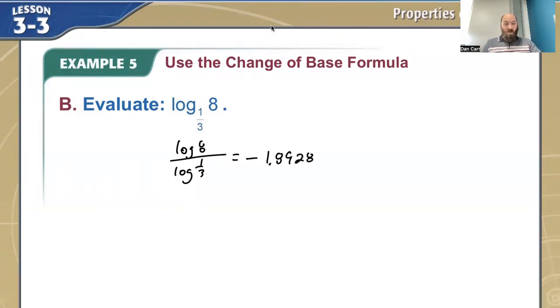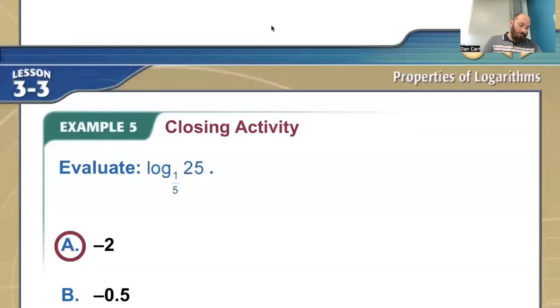So the negative number here is fine because, again, what this is stating is, if I look at this, the exponential form is 1/3 raised to the negative 1.8928, and it's going to come out as 8, which makes sense because that's just going to do the reciprocal of 1/3 to 3. 3 raised to that positive power should come out to 8. Okay.